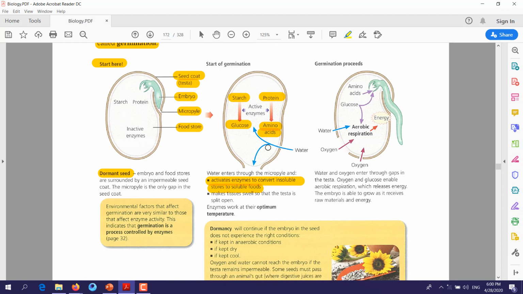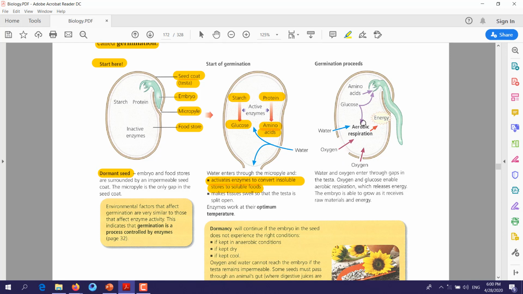Then when water enters the seed, what will happen? It makes tissue swell so that the testa is split open. When water goes inside the seed, the tissues here will swell. When it swells, it means it will be bigger in size. When it is bigger in size, it will put pressure on the wall, on the testa or the seed coat. What will happen to it? It will split.